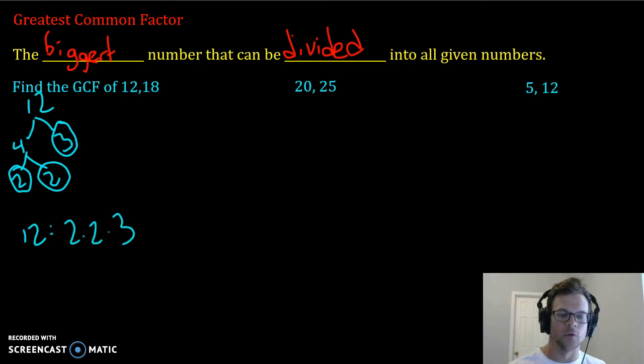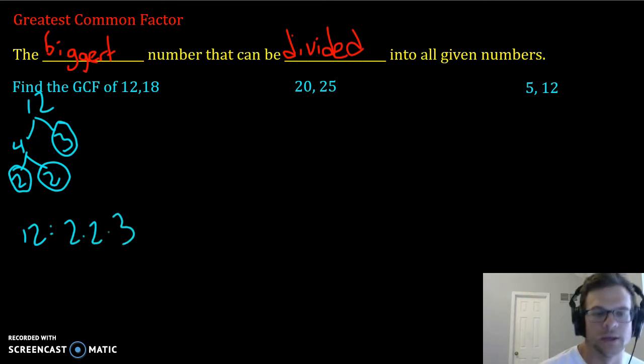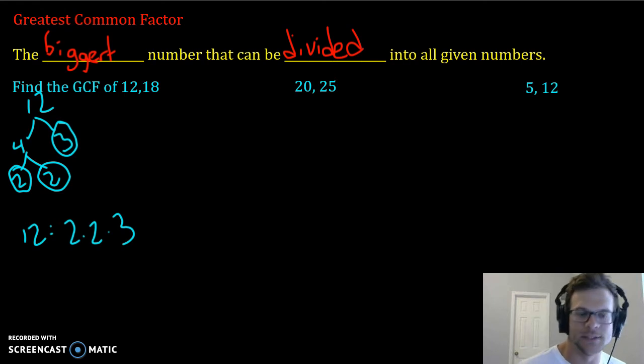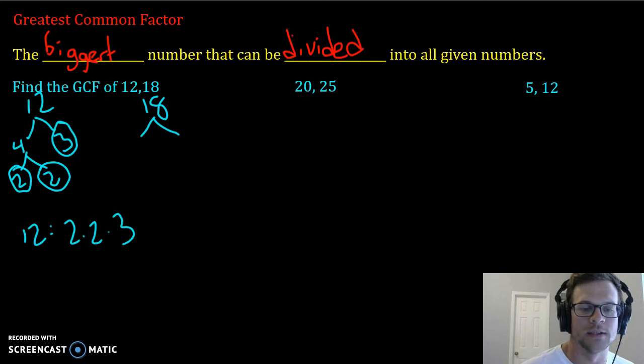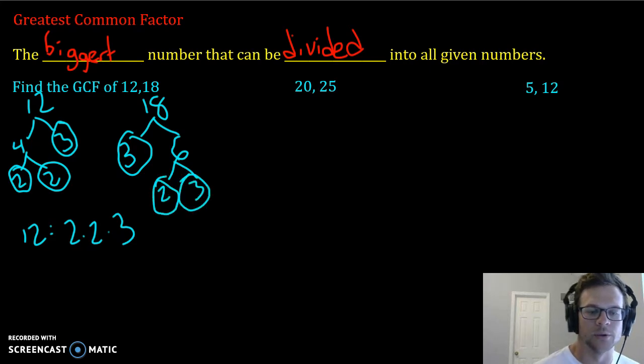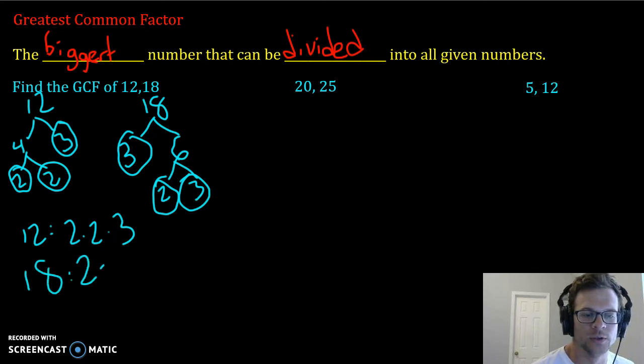I'm not going to write it in form of exponents because we're going to need to look at common ones later, and it's easier to see if they're all listed out. Then from 18, factors of 18 are 3 and 6. Circle the 3 because it's prime, and then factors of 6 are 2 and 3. So we're going to circle those numbers. Now, all the prime factors of 18 are 2, 3, and 3.